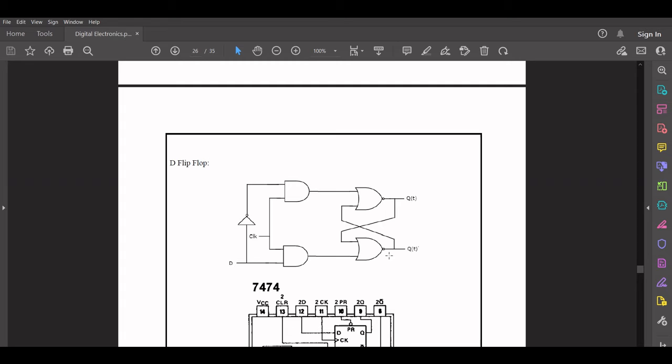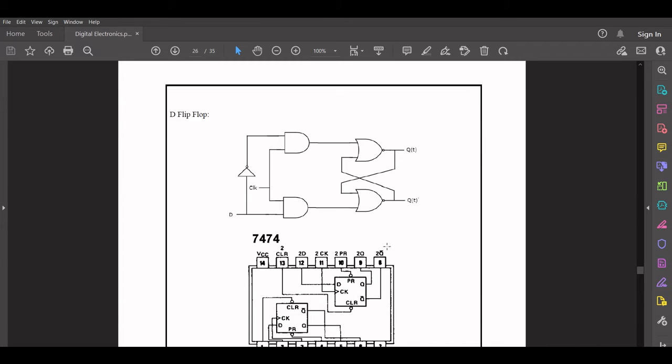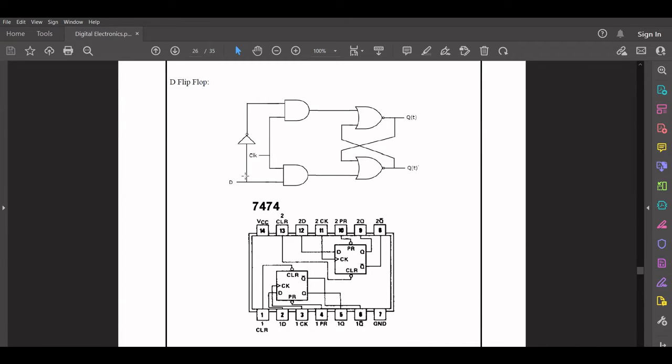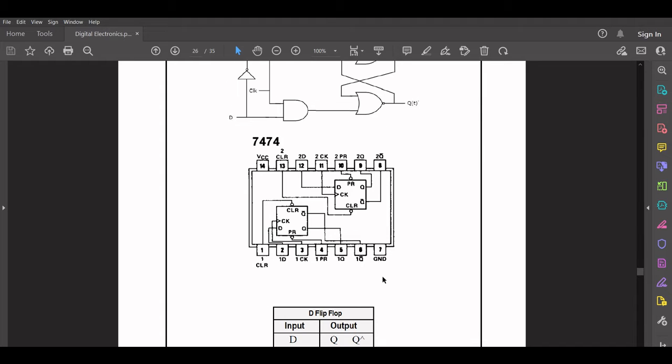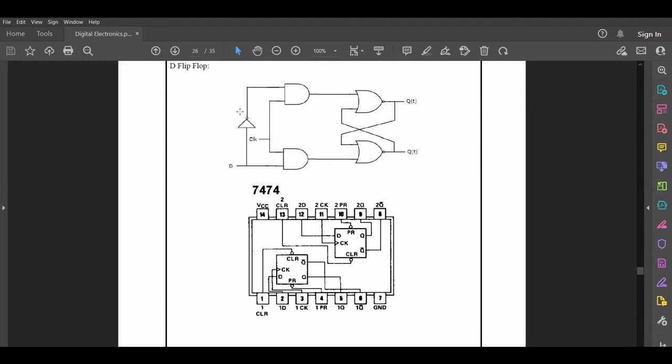Then the next flip-flop we have is a very simple flip-flop known as the D flip-flop. It has only a single input called D, and the output that this flip-flop provides is equal to the input itself. So looking at this truth table, if the D input is 0, the output at Q will also be 0 and Q complement will be 1. Similarly, if the D input is 1, the output will be 1 and the Q complement will be 0. And this is how its implementation looks with the logic gates, and this is how the IC packet looks.